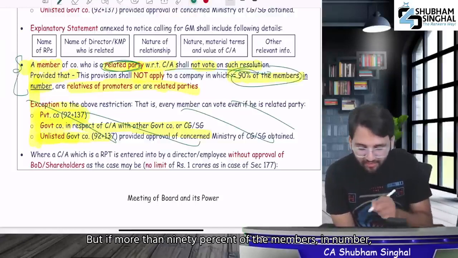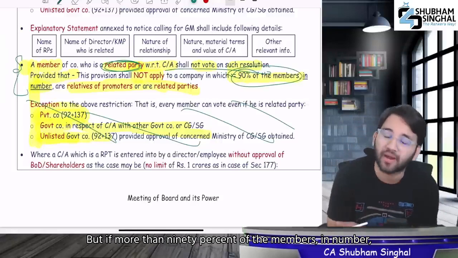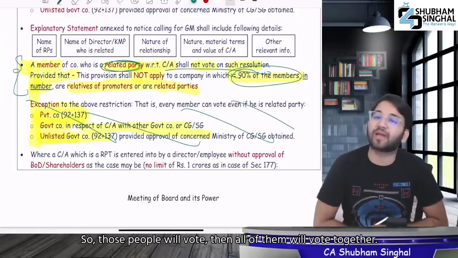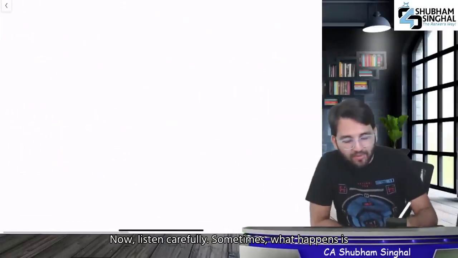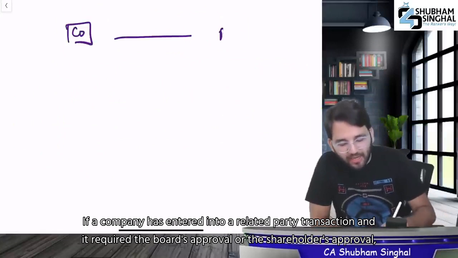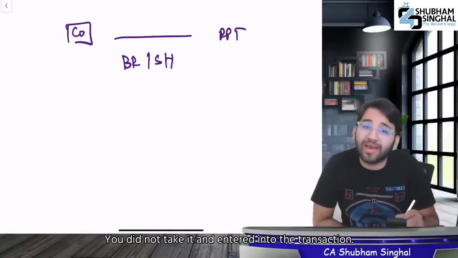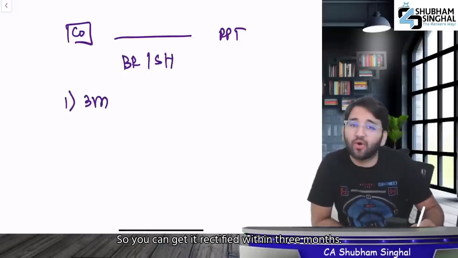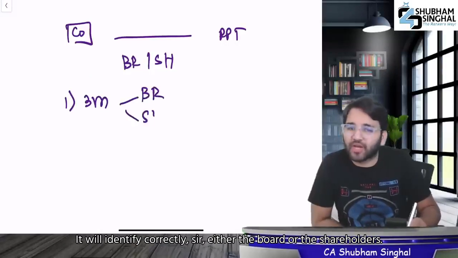But if more than 90% of the members, 90% in number, are promoters, relatives or a related party, then all of those people will vote together. Now sometimes what happens is, if a company did a related party transaction and it required the board's or shareholders' approval, you didn't take it and entered into the transaction. So you can get it ratified within 3 months. Either the board or shareholders will ratify it.